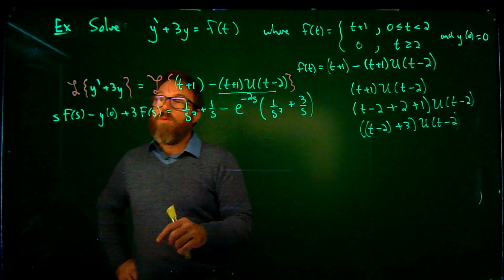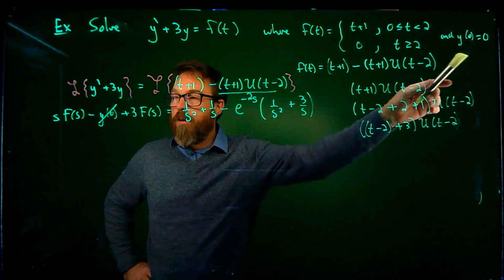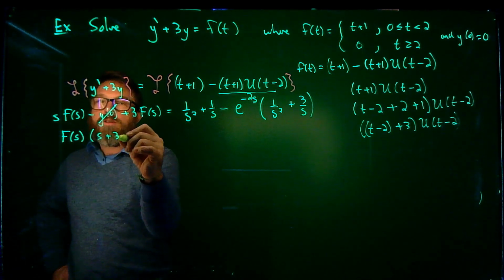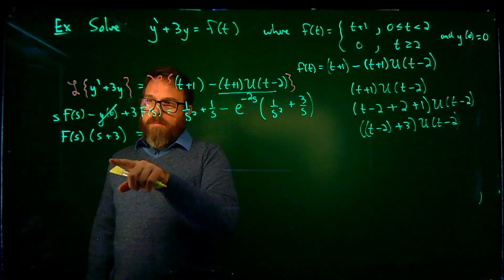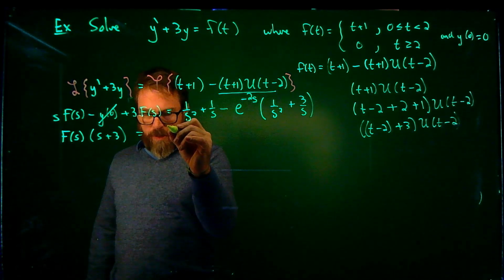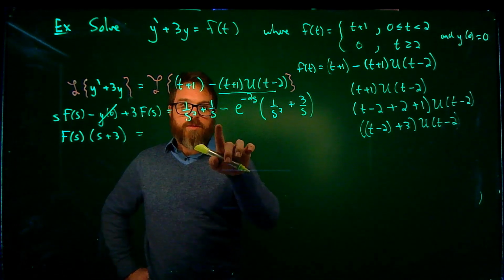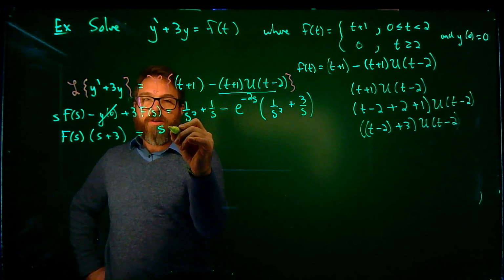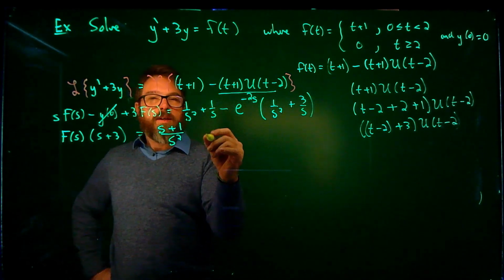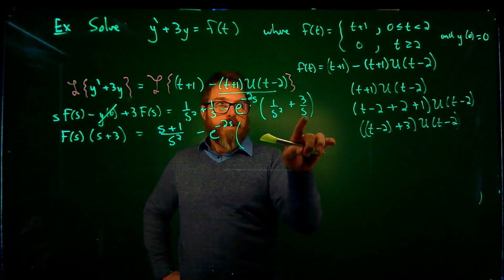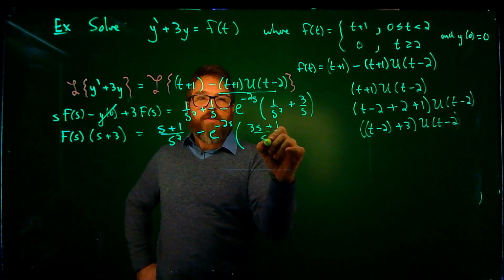All right, now we know that y of 0 is equal to 0 here. So I can factor out my F of s, and I'm going to get an s plus 3. So combining these two is going to give me s plus 1, top and bottom by s, so it is s plus 1 over s squared. And then minus e to the minus 2s, and then combine these two, top and bottom by s, is 3s plus 1 all over s squared.